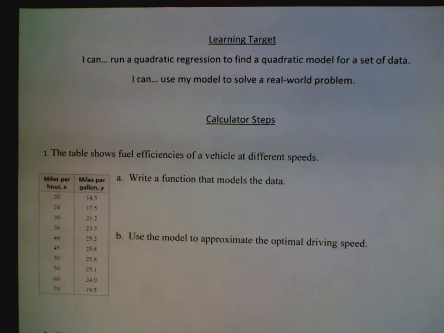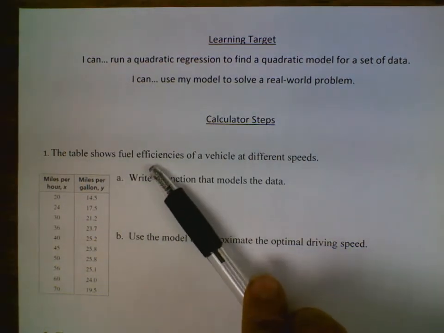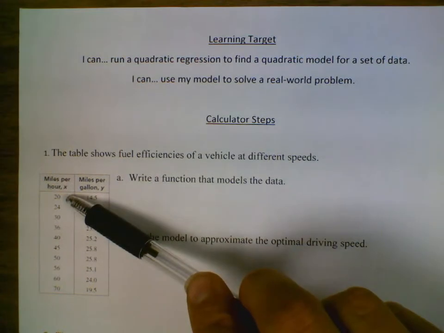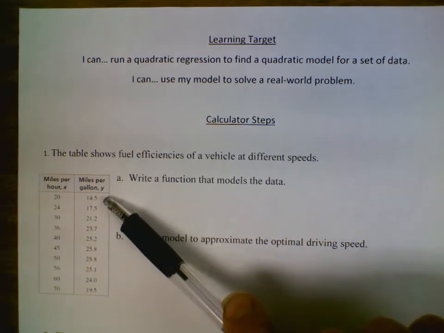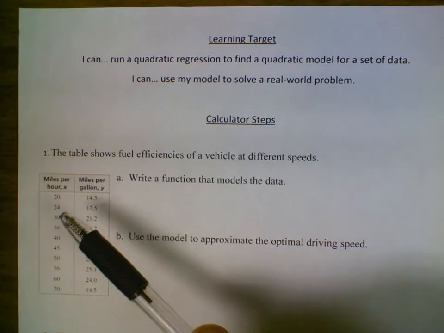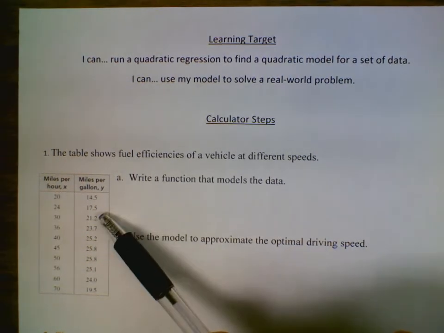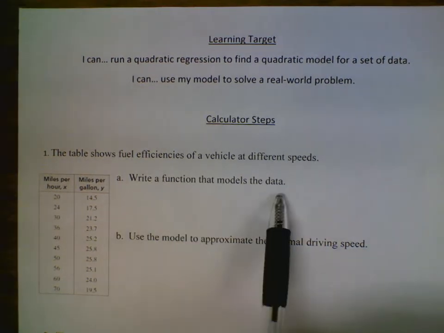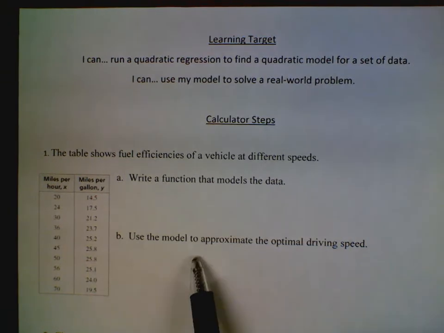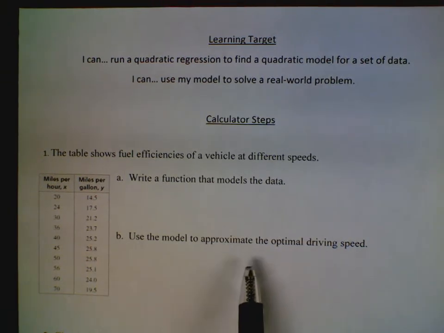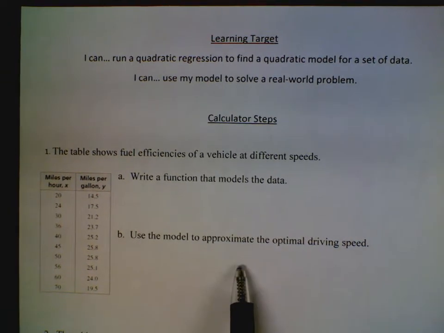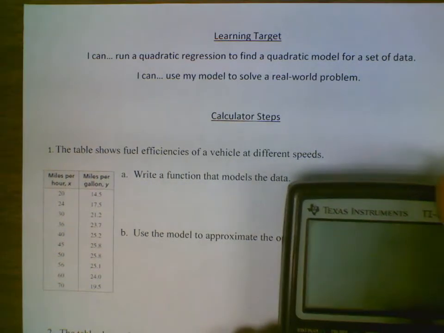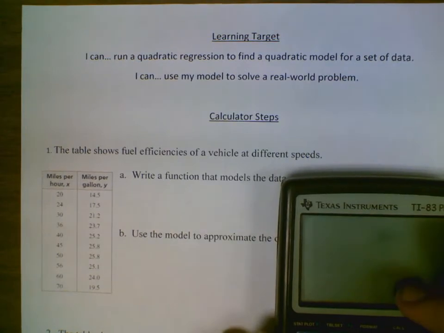So number one says the table shows the fuel efficiencies of a vehicle at different speeds. So as you're driving certain speeds, your car gets a relative miles per gallon gas mileage based off the speed you're traveling. We want to get a function that models this data and then use it to approximate the optimal driving speed. Okay, so what we're going to do here is run a quadratic regression to get the information into our calculator.